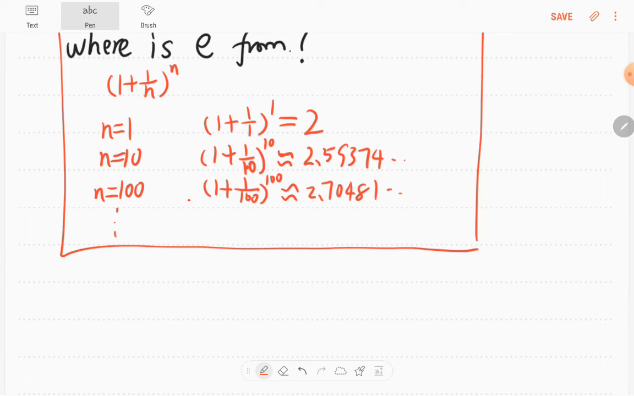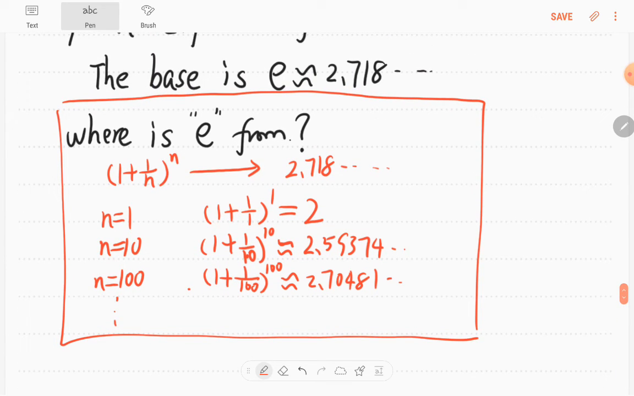When n becomes larger and larger, this number will approach a number which is about 2.718. Mathematicians say this number is so special, when n is very large, it will approach about 2.718. And let's denote this 2.718 as a special number which is called e.